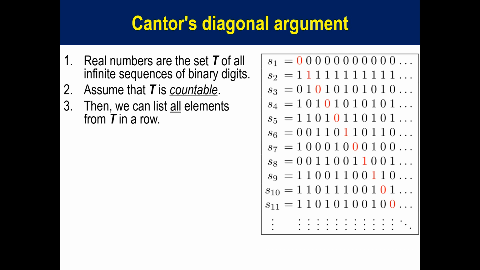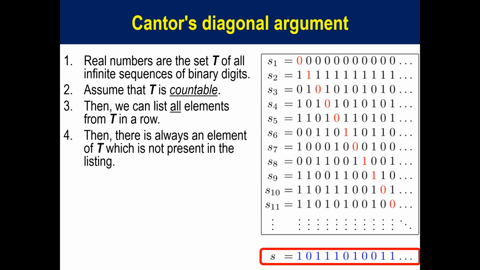But when any S1, S2, ... is listed as elements from T, there is always an element S of T, which is constructed by choosing the ith digit complementary to the ith digit in Si, which corresponds to no Si in the listing. What does it mean? How do you make it?